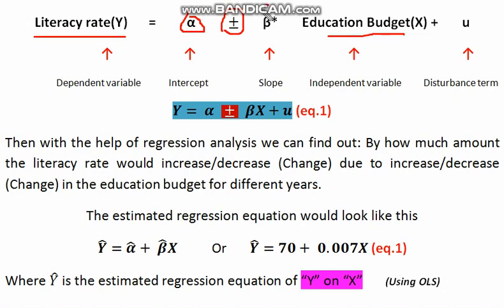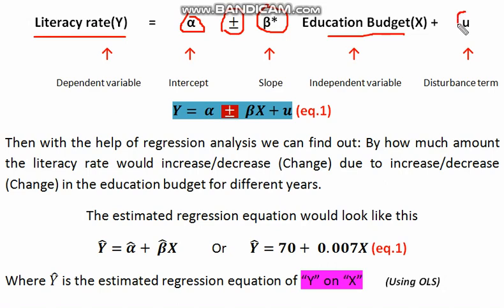Anyway, this beta will tell us by how much amount it is increasing, if it is positive, or at what rate it is increasing, and if it is negative, at what rate it is decreasing. That is what it will tell us, the amount, right? This beta will tell us the exact amount by how much it is increasing or decreasing in our regression analysis.